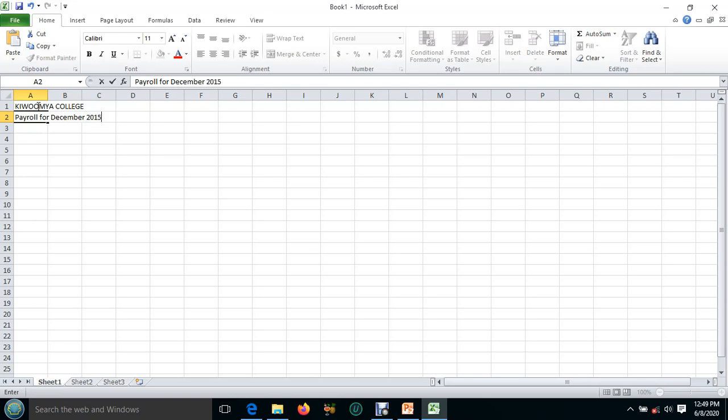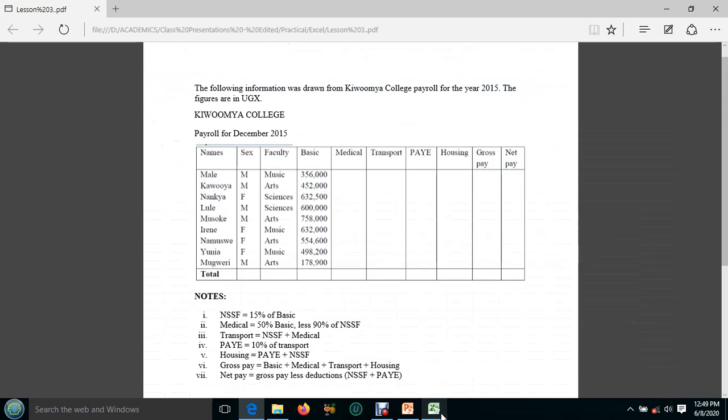Okay, that one is done. Then that means that the next one will be here. We have name, sex, faculty, basic, medical. So look at the way it is appearing.